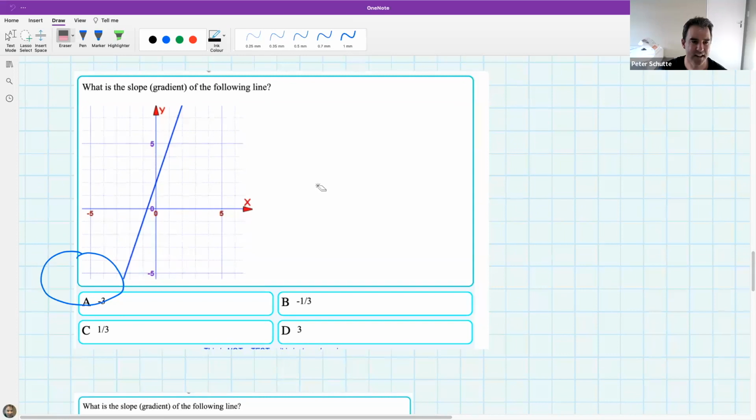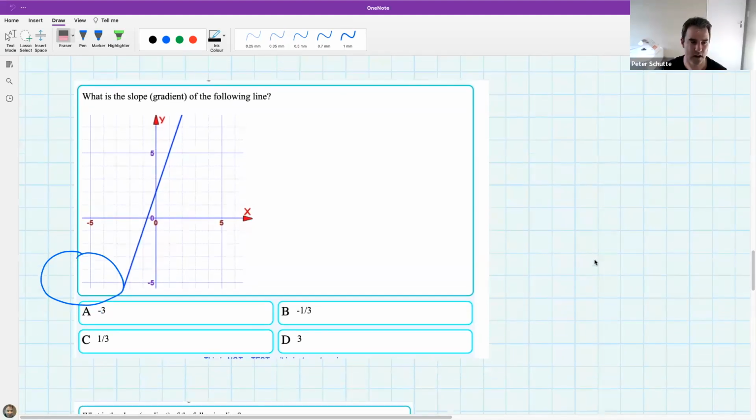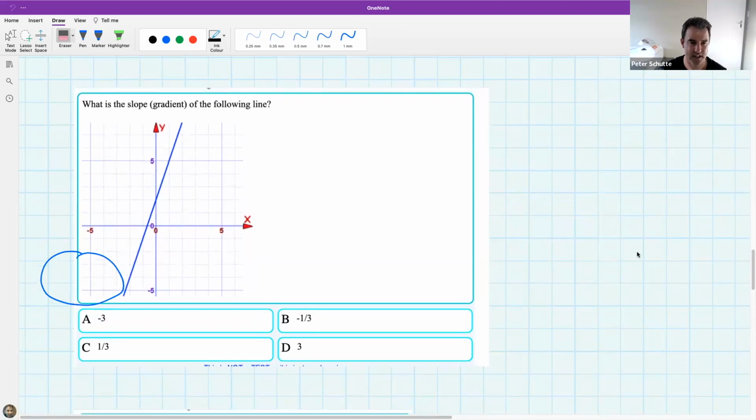Okay, what is the gradient of this line over here? You have a choice between A, B, C, or D. And this time, fortunately, you have the Cartesian plane to help you. So I suppose you could choose 2 points if you like. You could take them, or you could just count blocks. Like, what would that coordinate be? That looks to me like it's 0, 2. And this one is.